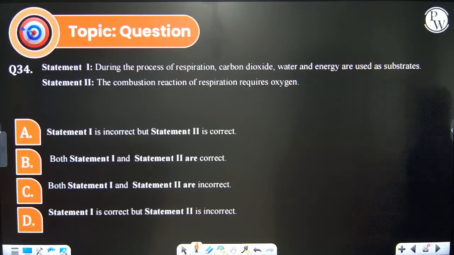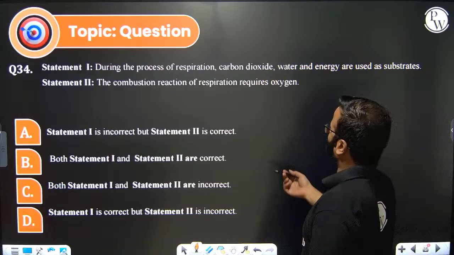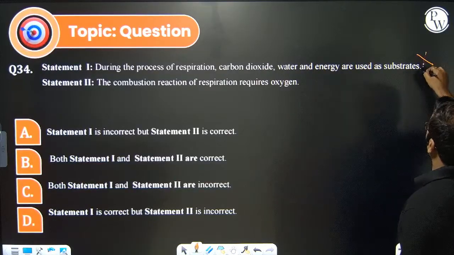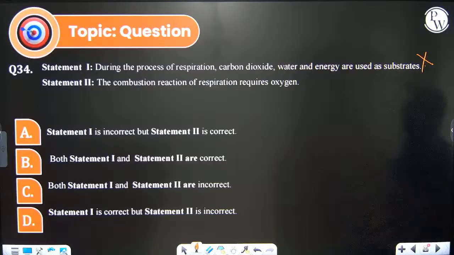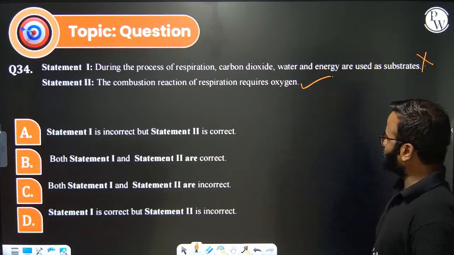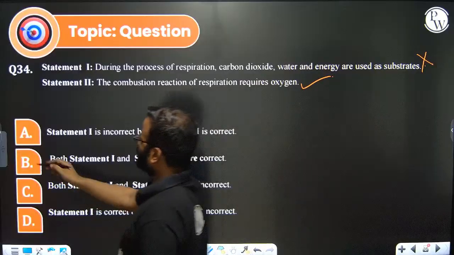Let's see the next question. During the process of respiration, carbon dioxide, water and energy are used as substrate. No, this is false. This is incorrect. The combustion reaction of respiration requires oxygen. True. So statement 1 is incorrect and statement 2 is correct. So A would be our answer.